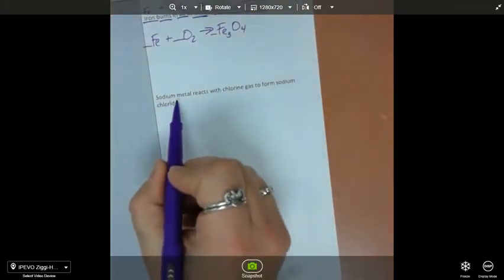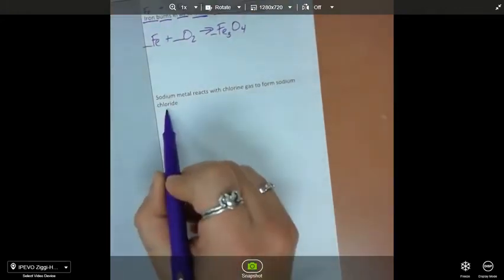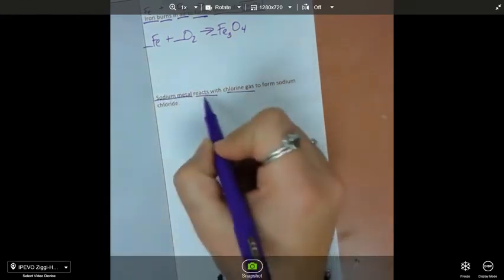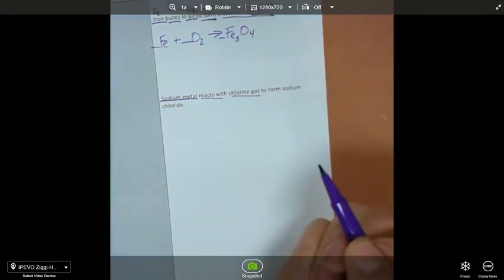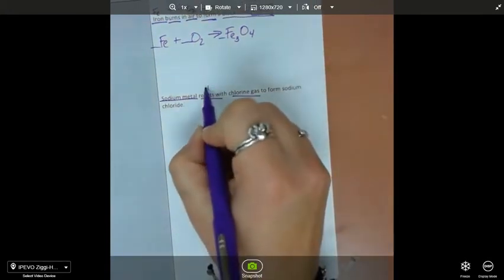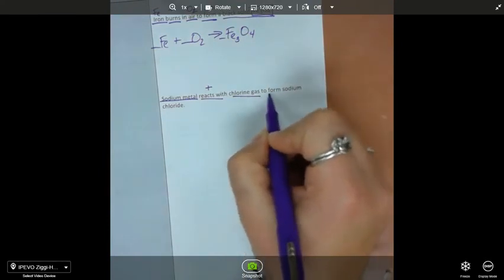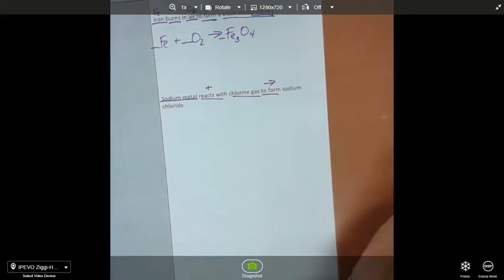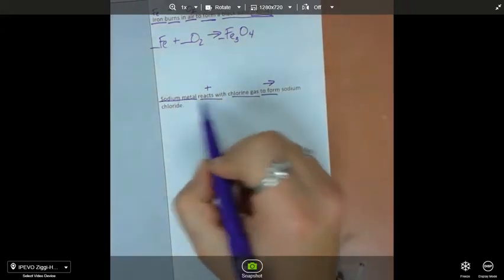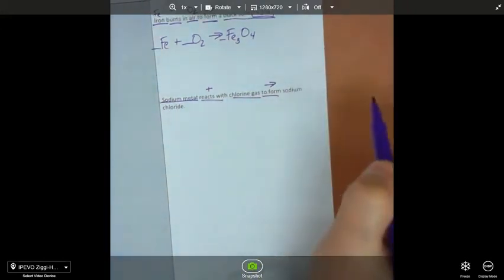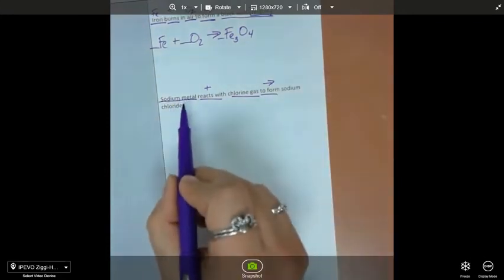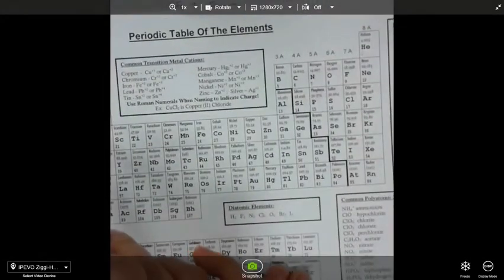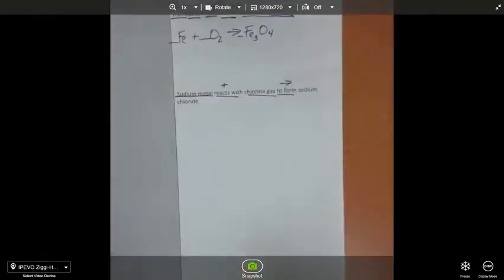This one says sodium metal reacts with chlorine gas to form sodium chloride. So sodium metal reacts with chlorine gas. Okay, reacts with. What does reacts with represent? Reacts with represents plus sign. To form, what does to form represent? To form represents the arrow, right? Okay, so now we need to figure out what are our reactants, what are our products. Sodium metal. Sodium metal is not a diatomic, so I do not need to write Na2 because Na is a metal, it can stand alone.